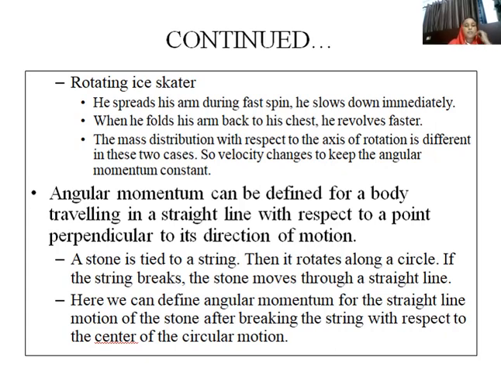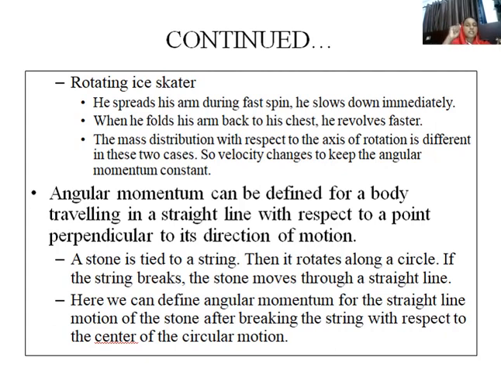Now, angular momentum can be defined for a body traveling in a straight line also. In that case, we have to find the angular momentum with respect to a point which is perpendicular to its direction of motion. For example, suppose we rotate a stone by tying it with a string. After some time of rotation, this string breaks and the stone moves away.